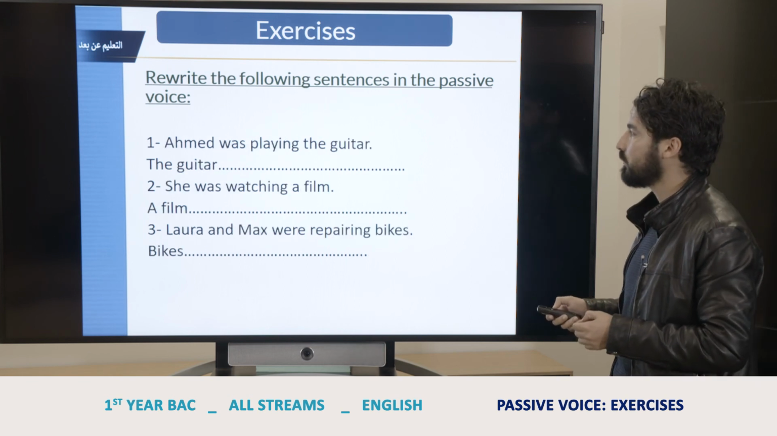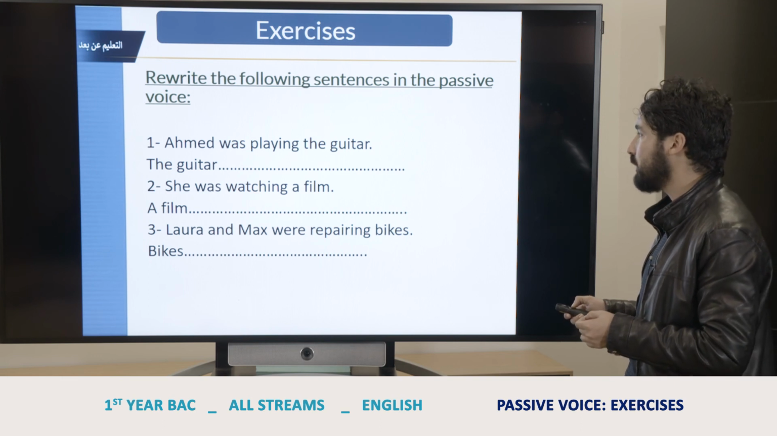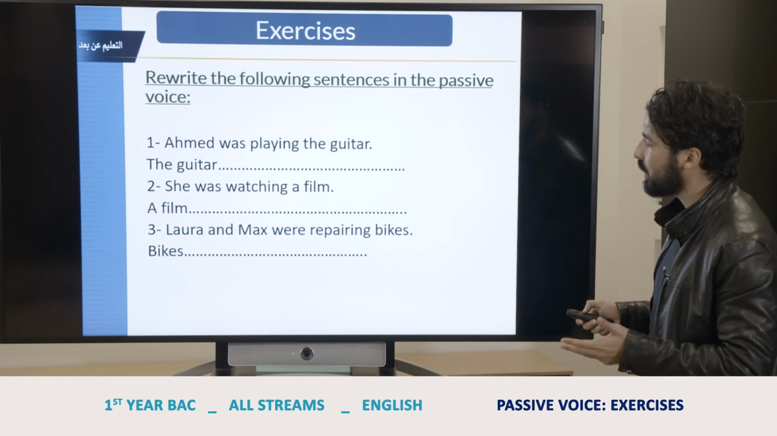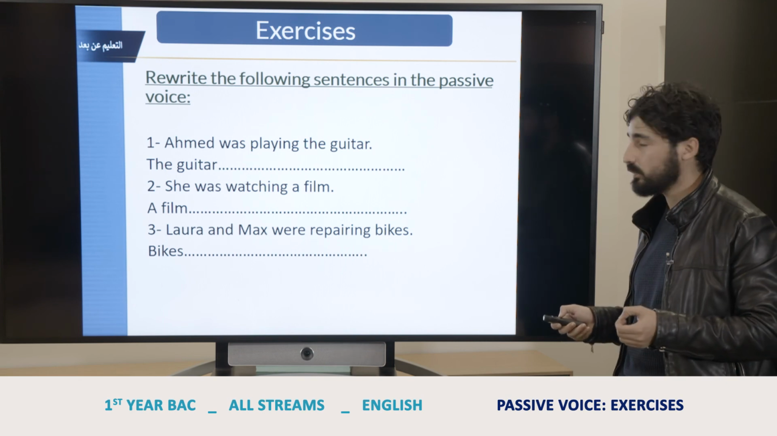Second exercise. Number 1, Ahmed was playing the guitar. Number 2, she was watching a film. And number 3, Laura and Max were repairing bikes.